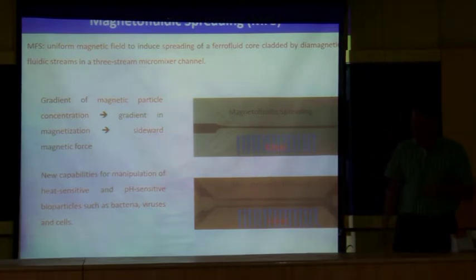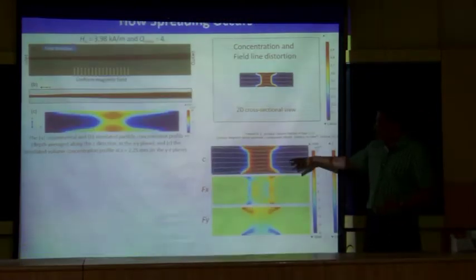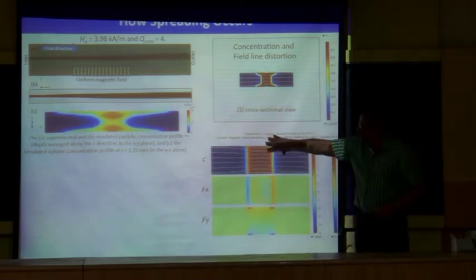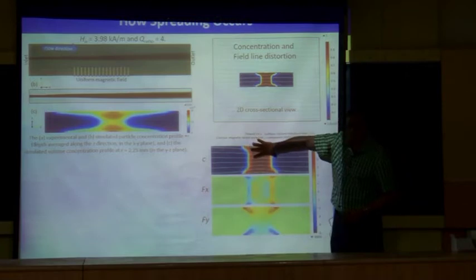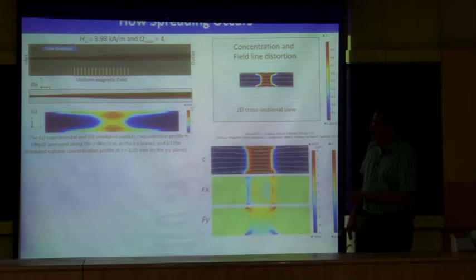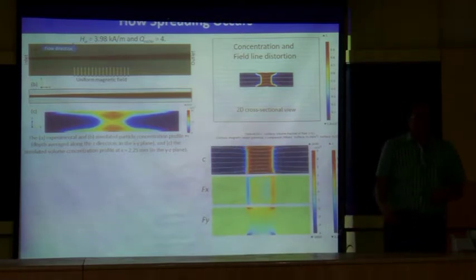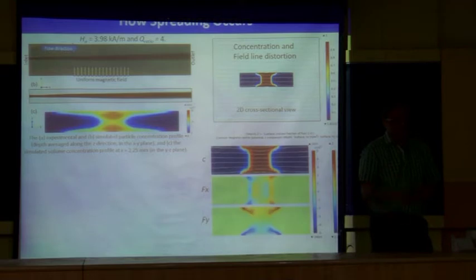So what's the use of this? So let's move on and see what we can do. So you can see that by applying a uniform magnetic field, we can make our ferrofluid core spread. Okay, and you can see it's very nice. See the width is here, and then you apply the field and it is much spread out over here. We do these calculations using a program called COMSOL. It's a multi-physics program, and they match very nicely with experiments.